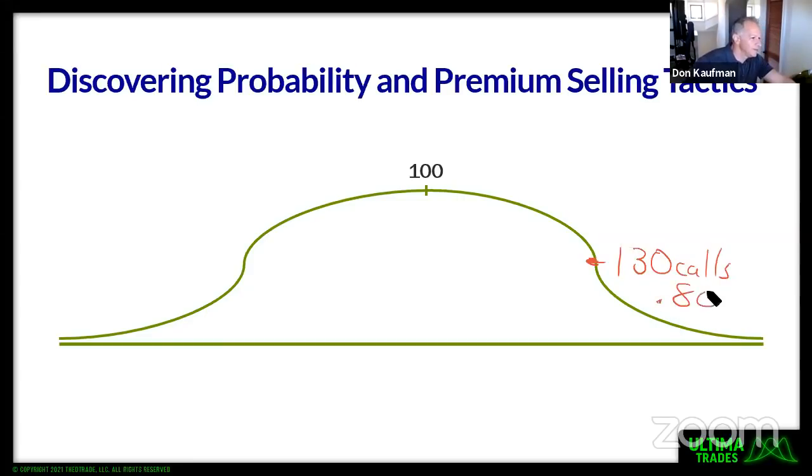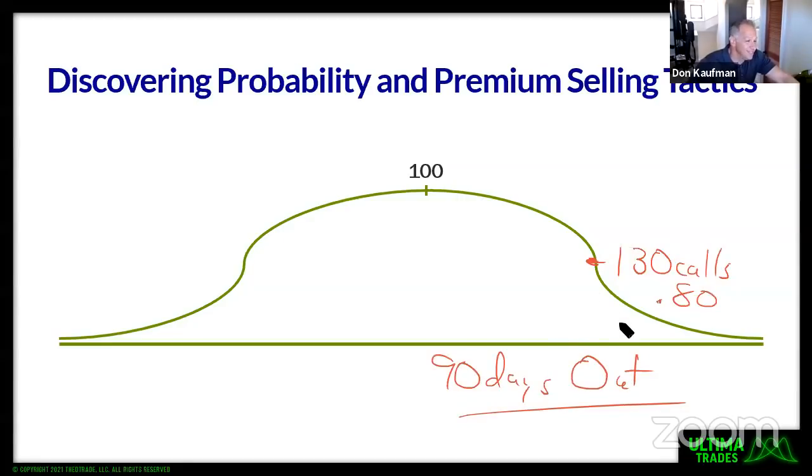Let's say we sell them for 80 cents, okay? And those 130 calls, guess what? They're going to be like 90 days out. There's 90 days left to those. Like in the next 90 days, can we go up $30? Yes! You're not going to hold the position for 90 days. How long are you going to hold the position? You're only going to hold the position for 30 days. Doesn't matter that they're 90 days out. You're only going to hold the position for 30 days.